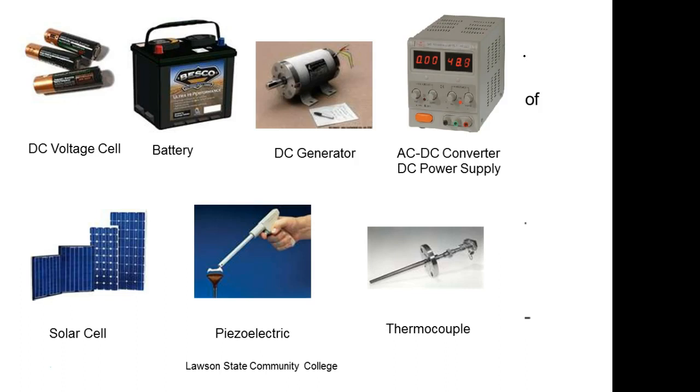Solar cells, piezoelectric, and thermocouples. These are just a few. These guys generate DC. Piezoelectric is what these lighters are, if you've got a cigarette lighter or something. Of course, most people are vaping now.